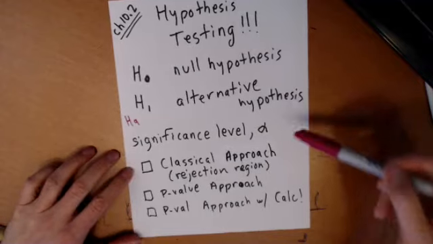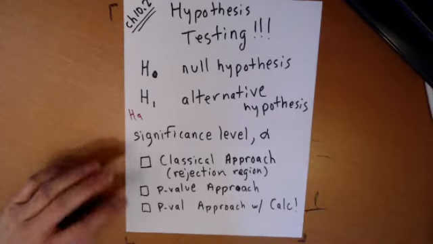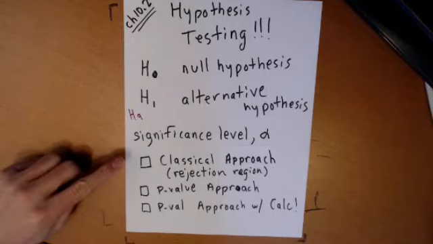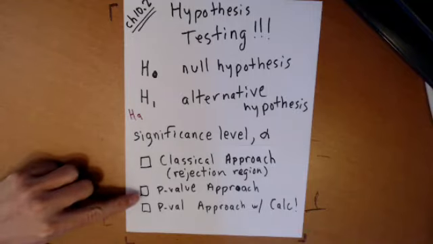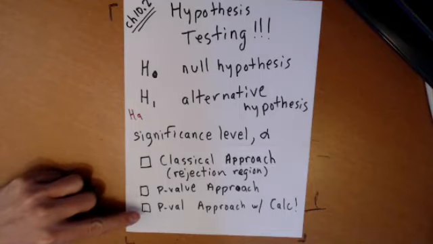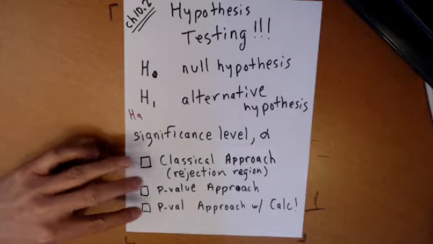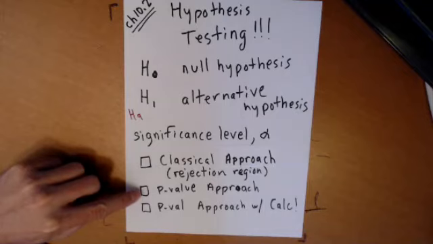Okay, so this first problem we're going to do it 3 different ways. Oh my. I think we'll do the p-value approach first, and then the p-value with the calculator, and then lastly we'll do it with the classical approach, the rejection region. Why do it all 3 ways? This way, so we understand what's going on.